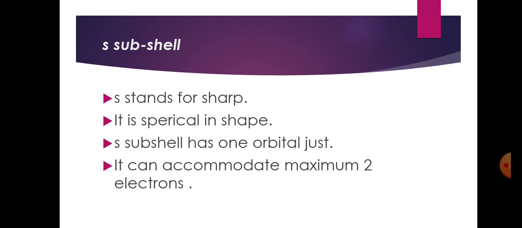First of all, we discuss the S subshell. S stands for sharp. It is spherical in shape. The S subshell has just one orbital, and one orbital can accommodate a maximum of 2 electrons, so the S subshell can accommodate only 2 electrons.